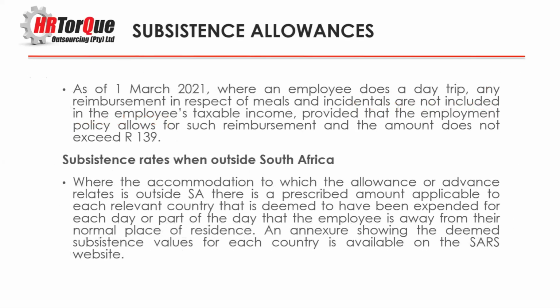As of 1 March 2021, SARS have factored in this incidental allowance of 139 Rand. So what that means is if the employee is away during the day, for example, he takes a day trip to Mooi River, he's not going to be away overnight, the employer can give that employee 139 Rand to cover incidental costs and maybe some food while he's on the road. There's no requirement to supply any reporting documentation because it's at the SARS rate.